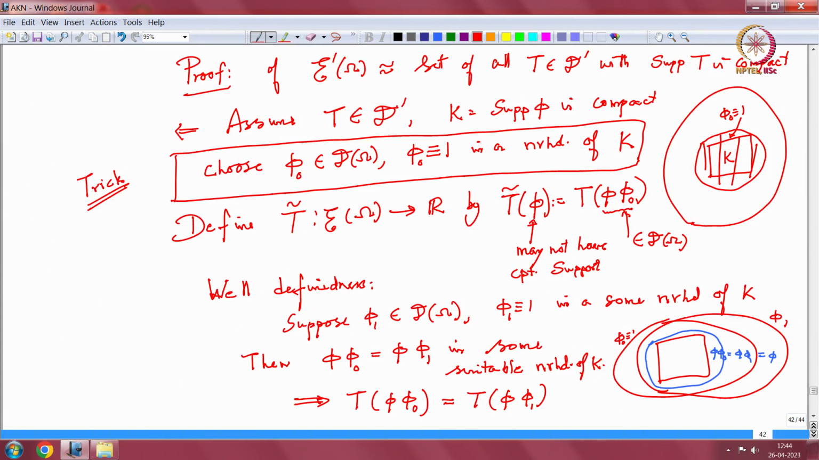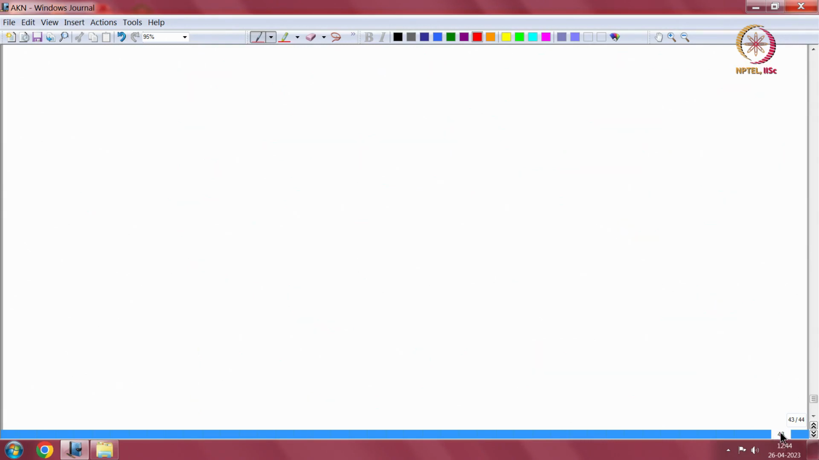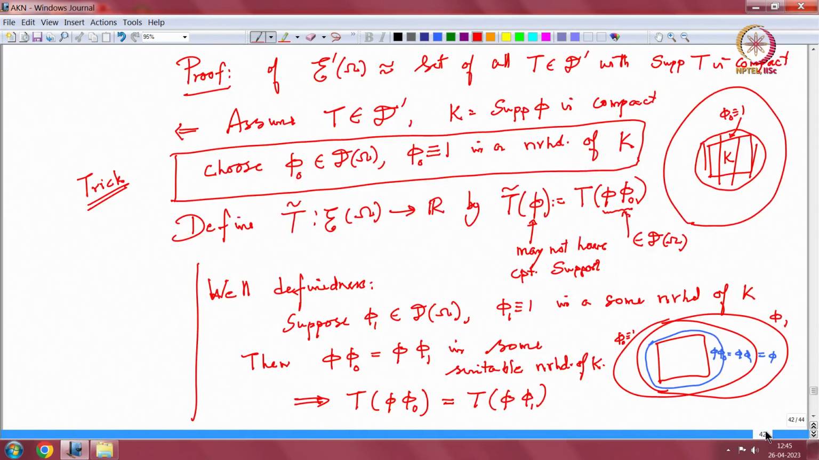Okay. And the continuity of T tilde is trivial. If you are not convinced, you can verify it. Continuity of T tilde on E is trivial. Why? If phi n converges to phi in E, that implies phi n phi naught converges to phi naught phi in D, and T is continuous. This follows just from the continuity of T.